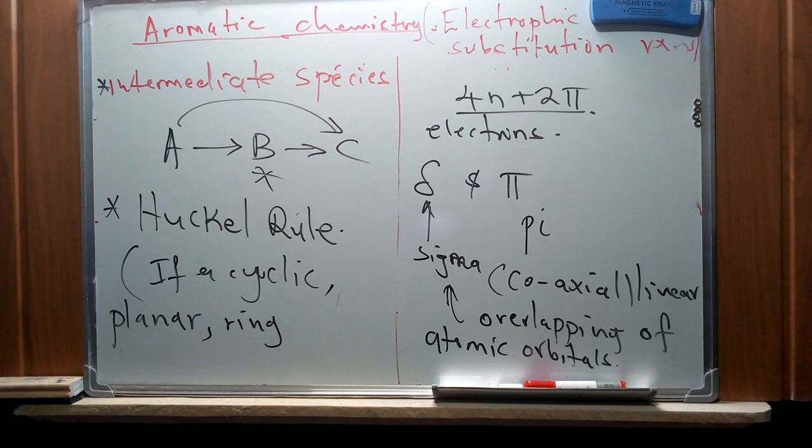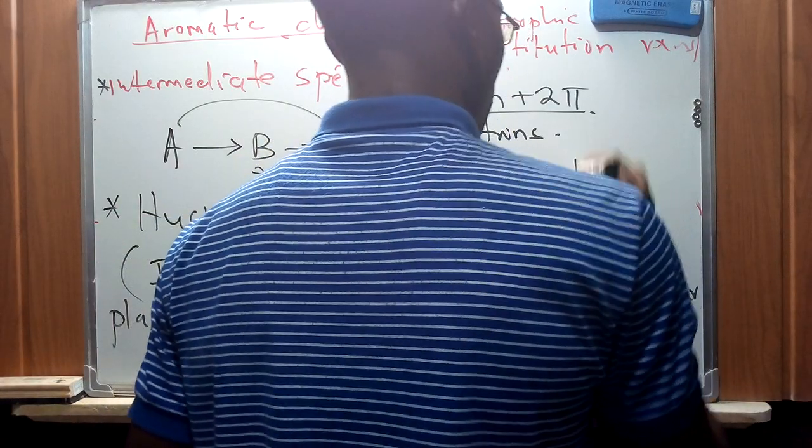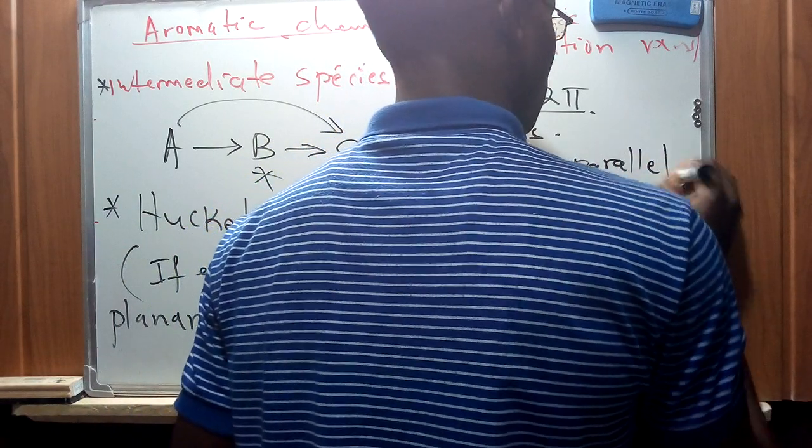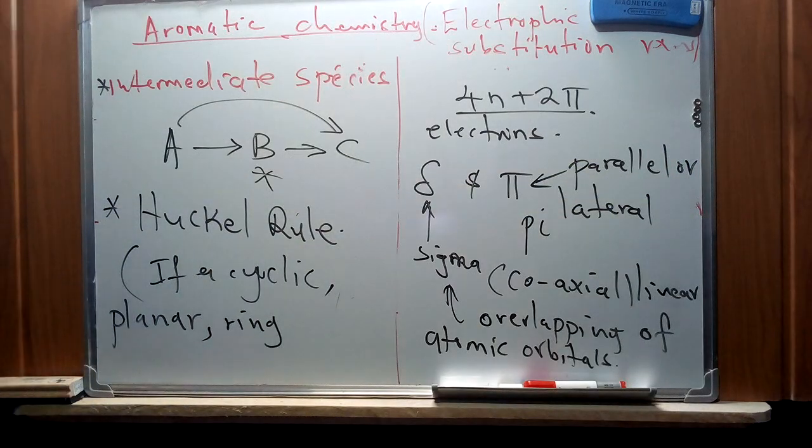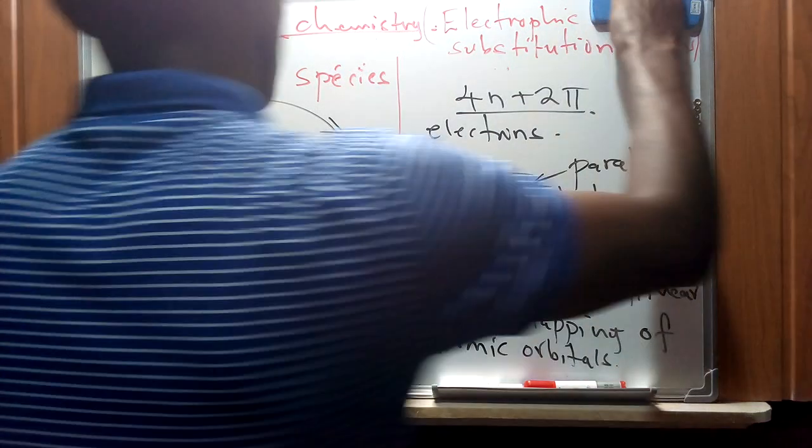When we talk about pi bonds, these are bonds formed by parallel or lateral overlapping, lateral meaning side by side, of atomic orbitals. So I'm just going to give a small demonstration of the concept I've talked about.